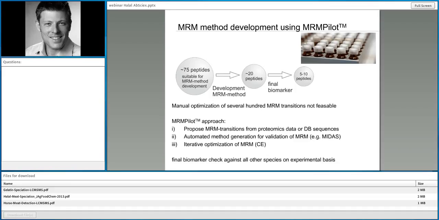And finally, after this MRM Pilot optimization, we then checked all potential biomarker peptides, and these were in our case roughly 20. We had more, but we excluded all the other ones. We simply took the 20 most sensitive and most abundant ones, and we checked these 20 against all other species of interest. So for our pork samples, we checked them against horse, lamb, chicken, and beef, and vice versa for the horse samples, ending up with 5 to 10 peptides, which are really also specific on an experimental basis, and we again only took the 5 to 10 most sensitive peptides.